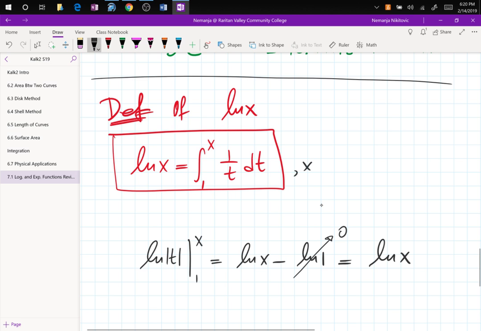I can write x larger than 0, but it should be implied because this is the lower limit, as I said, and this is the upper limit. So x is bigger than 1, which means x is positive, bigger than 0. Which means that we don't need absolute values because it's always already positive. So that will be the definition for the natural log.